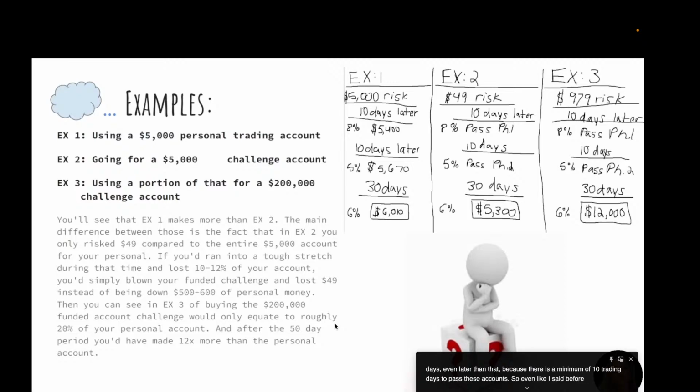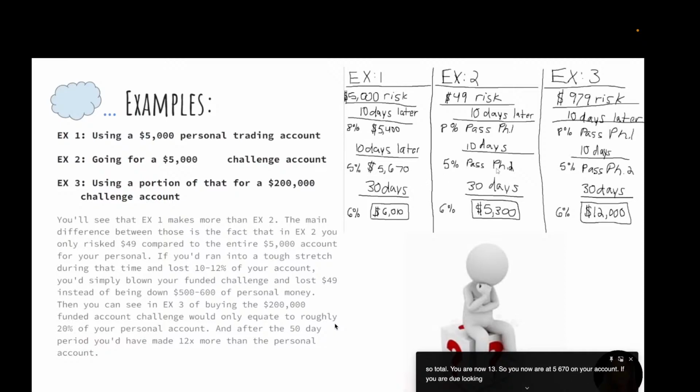So even like I said before, if you pass in one day, you still have a minimum amount of trading days, so you have to wait. So we're showing you what it would look like. So now say it's another 10 days later. So now we are 20 days into trading this personal account. Say that we do make the 5%, enough to be able to pass what would be your evaluation 2. So say you make 5% on your personal account here, an additional 5%. So total you are now at 13%. So you now are at $5,670 on your account.